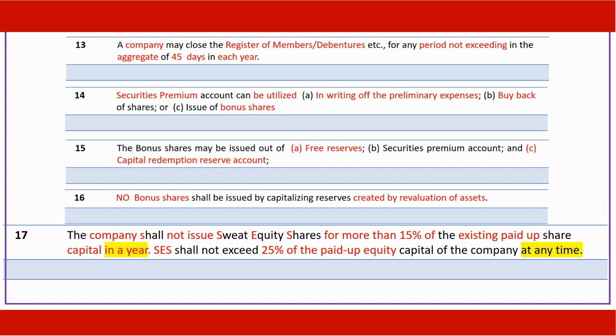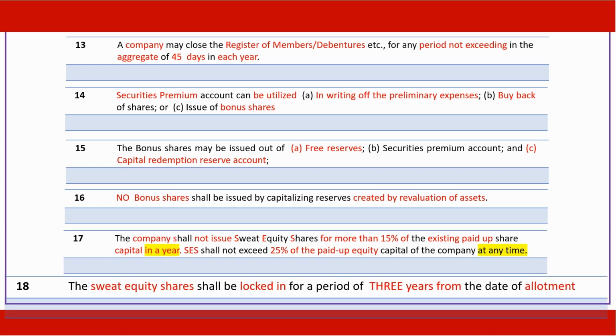In case of sweat equity shares, there is a restriction or ceiling of 15% of existing paid up share capital in a financial year. The sweat equity shares at any point in time cannot exceed 25% of the paid up capital of the company. Sweat equity shares have got a lock-in of 3 years from the date of allotment, during which they cannot be transferred.